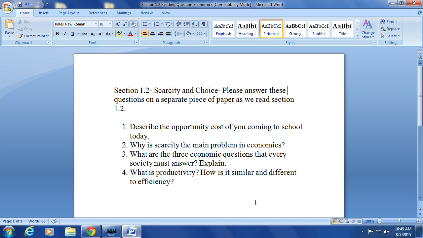So basically there's a scarce amount of resources out there. How you are going to distribute those resources and how you're going to use those resources is the most basic problem of economics. The most basic problem of economics is scarcity, the fact that we can't all get everything that we want.